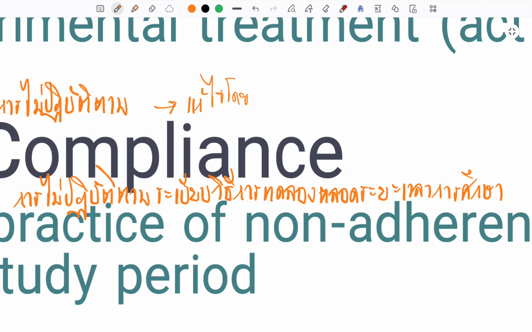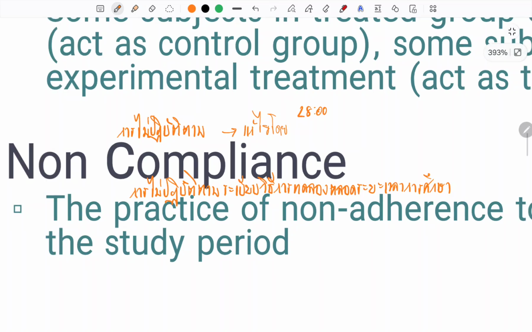Telephone? Yes, telephone. And did you ask them to video call with you to make sure that they are doing it correctly? Yes, video call. Okay. Those are the ways that you try to make sure that they comply with your protocol. Okay.